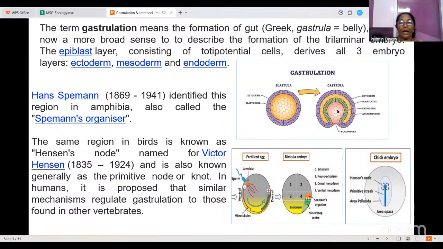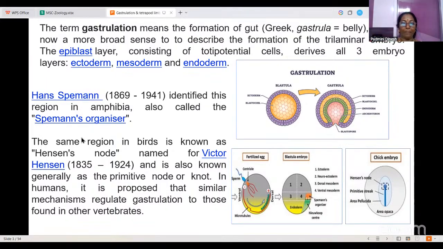But as I said, when you talk about it in a broad spectrum, that is, when you talk about the higher organisms, during gastrulation the formation of the three germ layers occurs. What are the three germ layers? The ectoderm, mesoderm, and endoderm. Although there is a difference here, scientists have decided to go according to the name gastrulation itself, because otherwise there will be confusion. So gastrulation stays for all the different organisms as well.